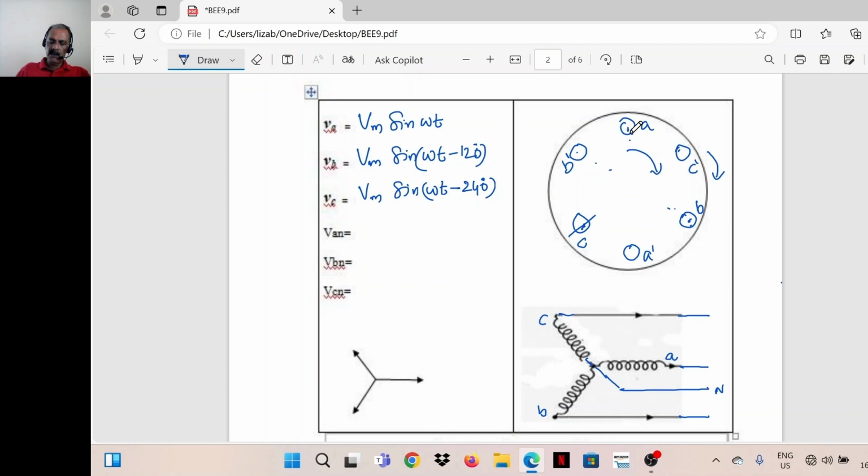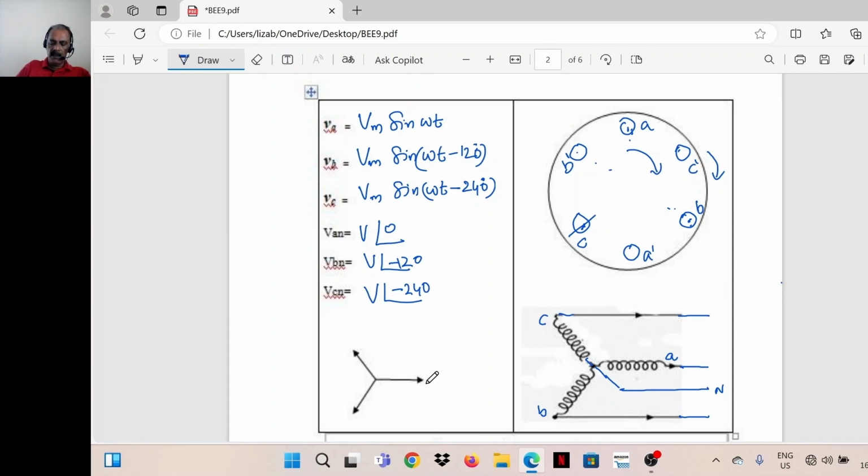So the RMS values of these voltages can be written as Vm by root 2. Let us take it as V angle 0. Vb is Vm by root 2, that is V angle minus 120. Then Vc is V angle minus 240. These are the voltages induced in these coils A, B and C.